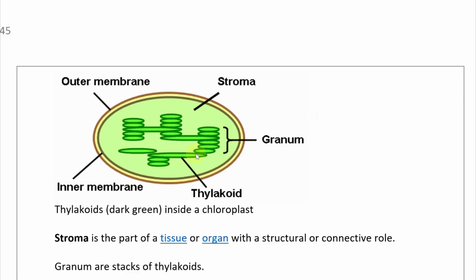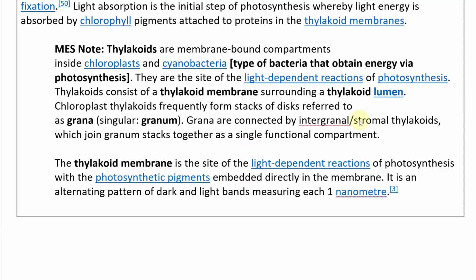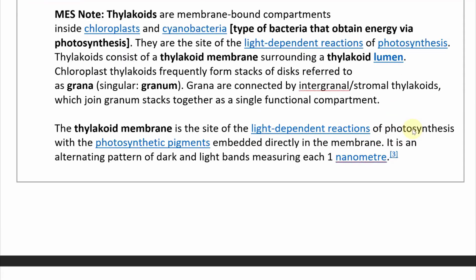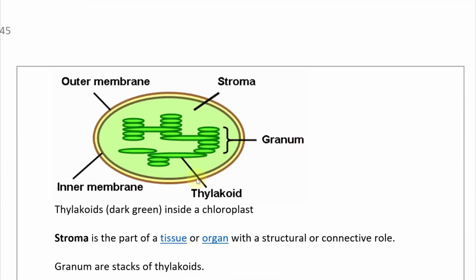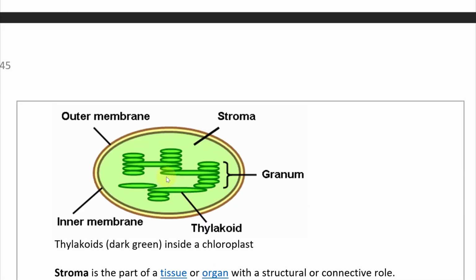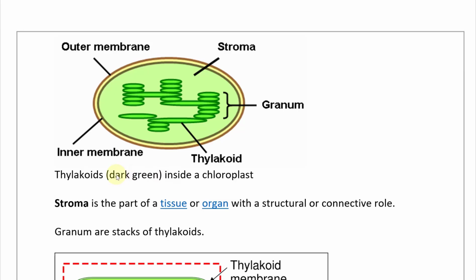So this one inside here, acting as a connective tissue, is part of the tissue organ with a structural connective role. So this one could be considered a stromal thylakoid. So this is intergranal or stromal. Yeah, or stromal. I think that's how you pronounce it. I just Google searched the pronunciation. And then there it is.